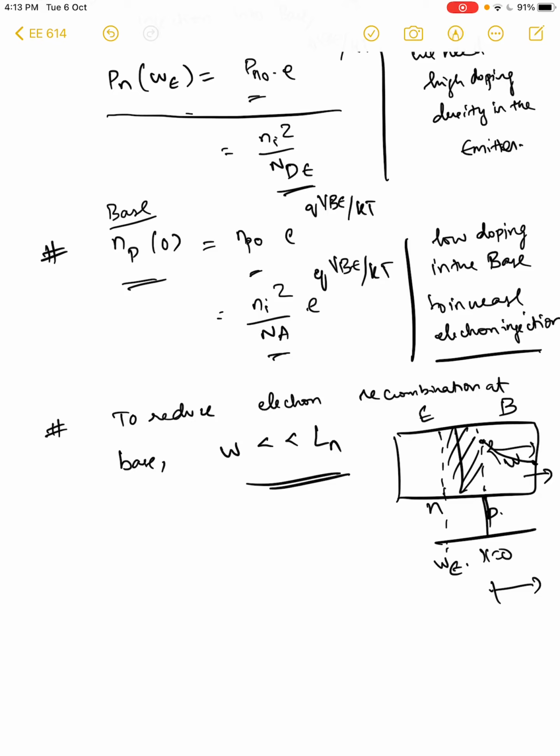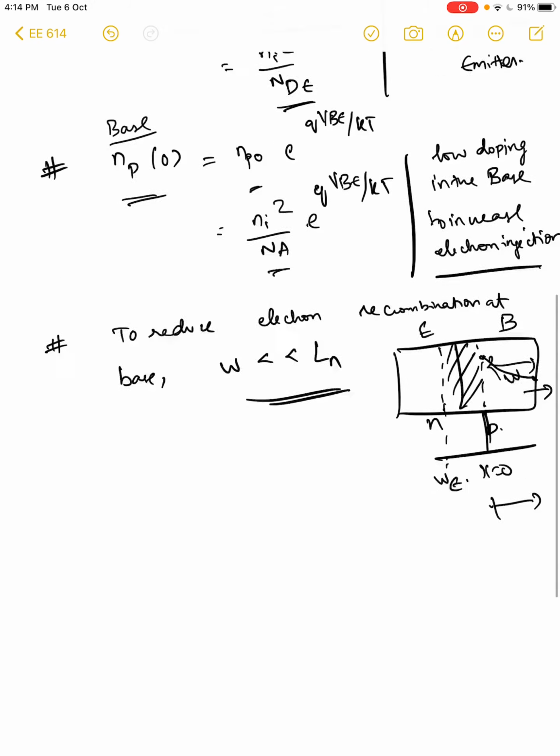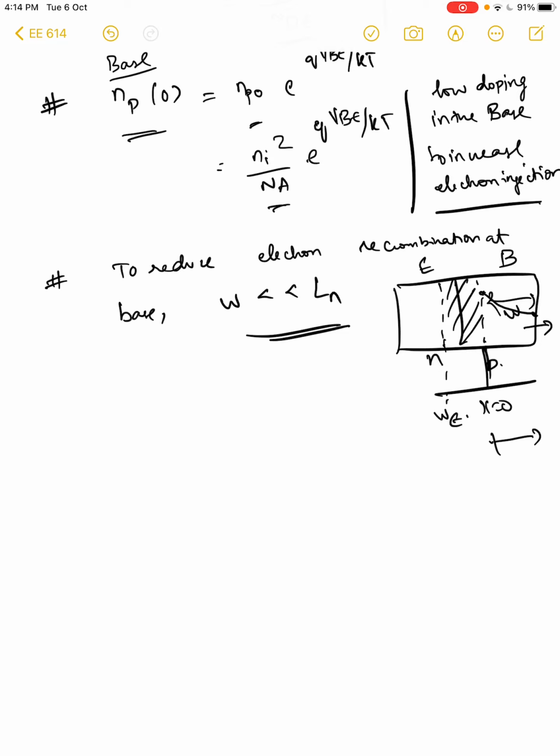So for that particular reason, we want the base width to be much smaller than the electron diffusion length to have a significant number of electrons injected into the collector. So these are the general doping considerations and physical considerations for the base, as well as the doping in the emitter, right? So now let us calculate the currents in this BJT.